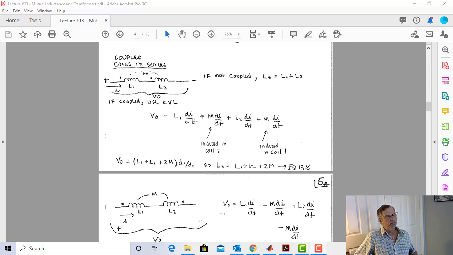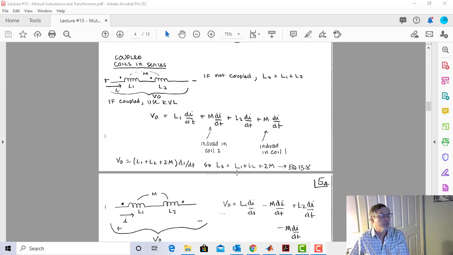All these add together. All these voltages have the same polarity. And so we say V out is equal to, here, let's factor di dt out. Sorry about that. And we end up with L1 plus L2 plus 2M. V out equals L di dt. So the inductance of the series combination is going to be L1 plus L2 plus twice the mutual inductance.